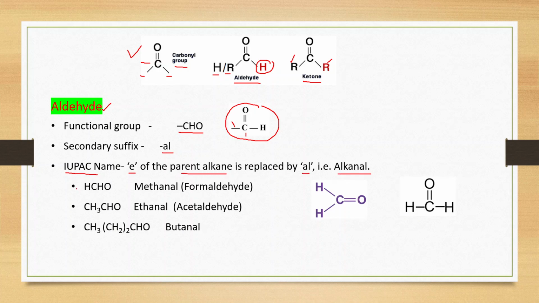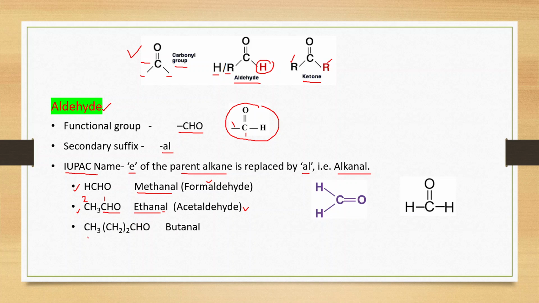First member: HCHO. This is methanal, and commonly this is known as formaldehyde. The second member is CH3CHO. This is ethanal. First identify the functional group. This is CHO, and also count the carbon of the CHO in the numbering. So this is 1, 2: 2 carbon atoms are there. That's why this is ethane, and the functional group is CHO, that's why AL, ethanal. In the common system, this is known as acetaldehyde.